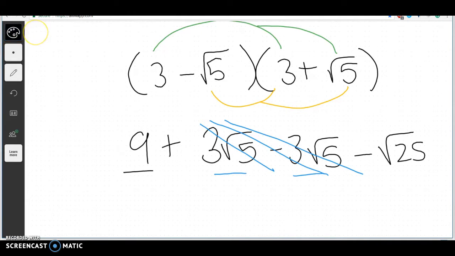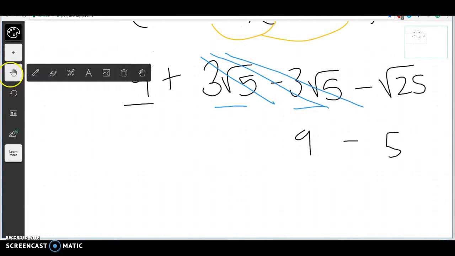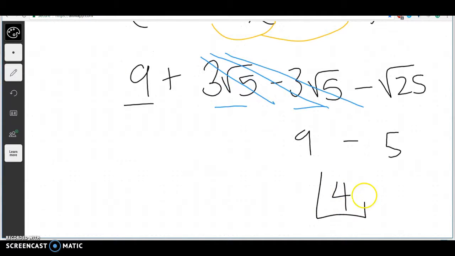And then you have the square root of 25. Well, the square root of 25 would give you just 5. So now I have 9 minus 5. Well, 9 minus 5 is 4.